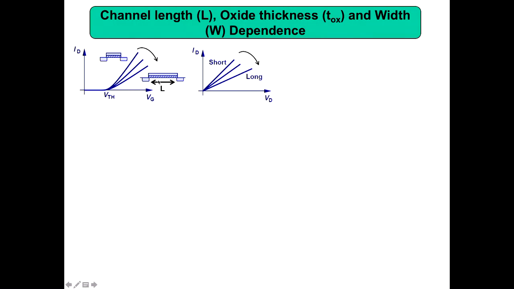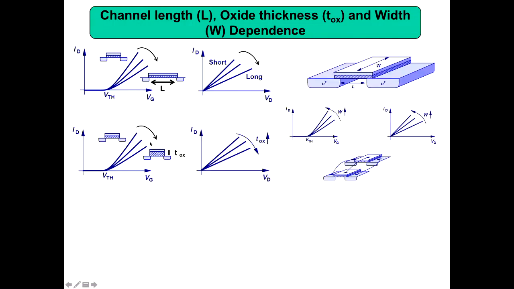If you vary the length, when you plot ID versus VG for two MOS transistors, one with a small channel length and another with a bigger channel length, then when you increase the channel length, the slope is coming down. When the slope is coming down, is the resistance increasing or decreasing? The resistance is decreasing. Again, when you increase the oxide thickness, the same thing will happen. Your resistance will decrease.